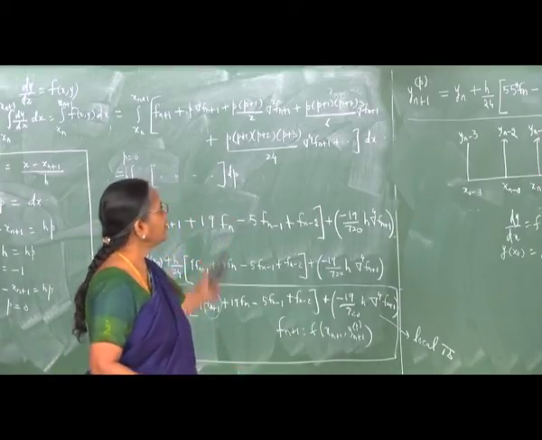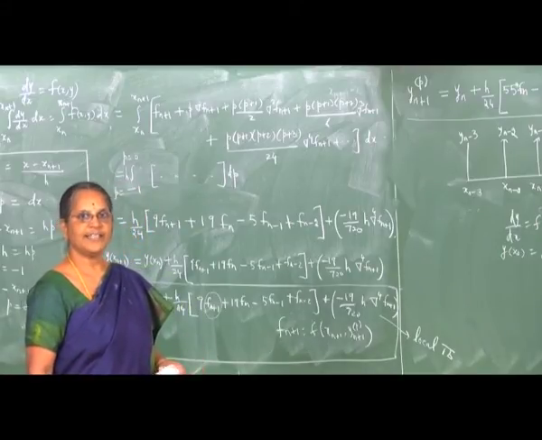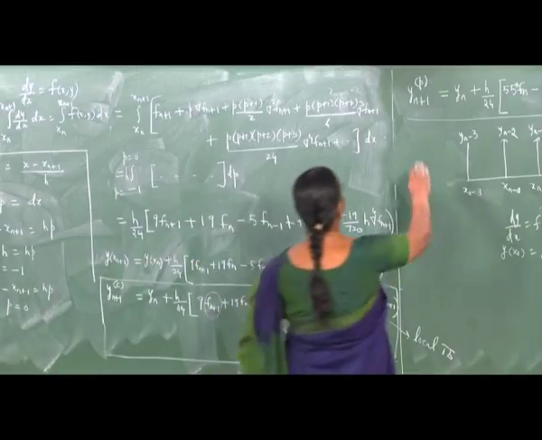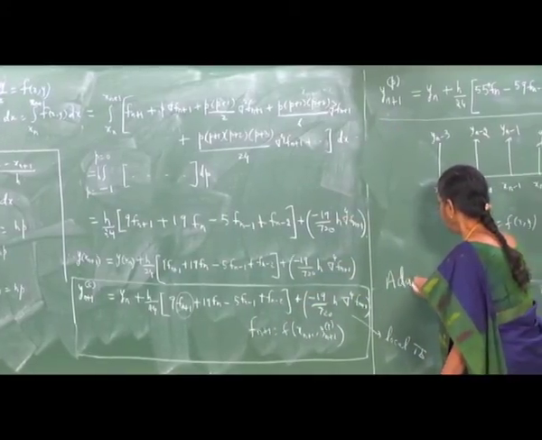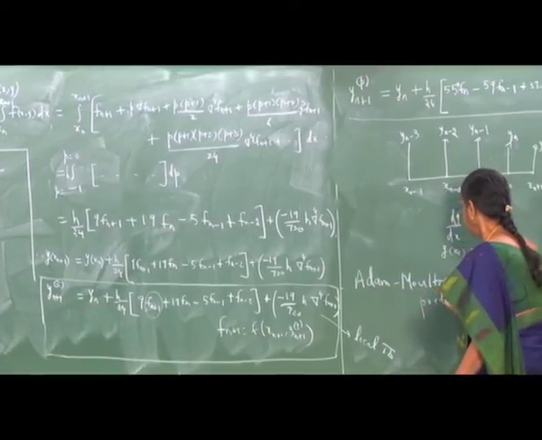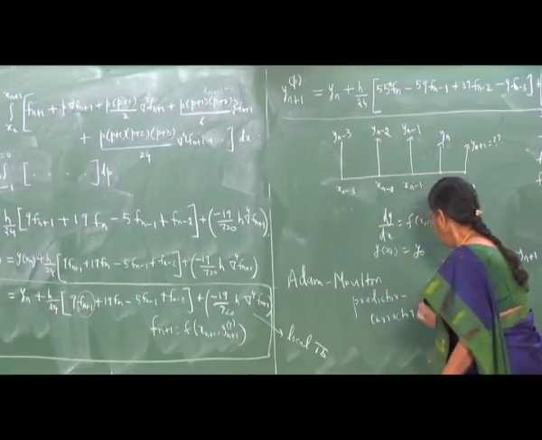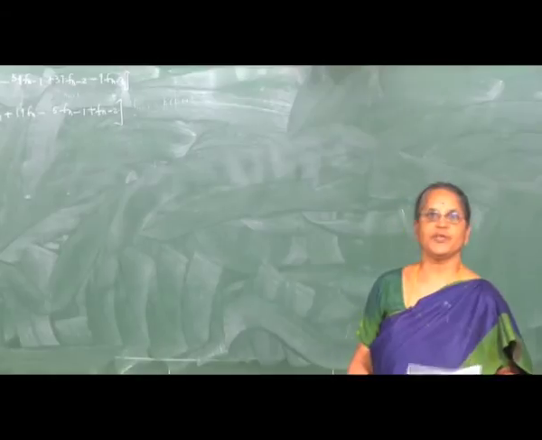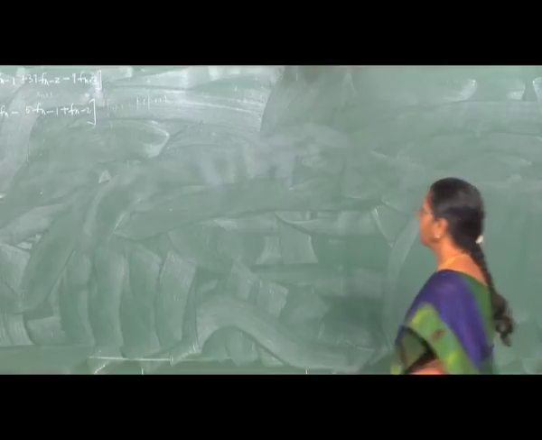So, I am sure you have been able to understand the details in the derivation of this predictor corrector method. This pair, the predictor and the corrector together, is known as the Adams-Moulton predictor corrector method, or it is also called a predictor corrector pair. Let us illustrate the Adams-Moulton predictor corrector method for solving a differential equation.